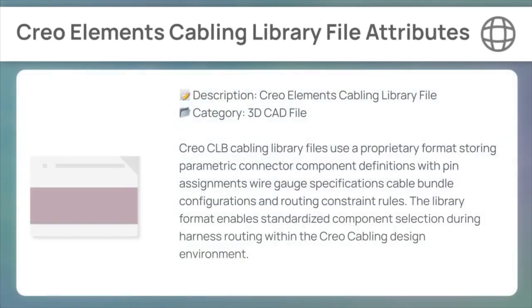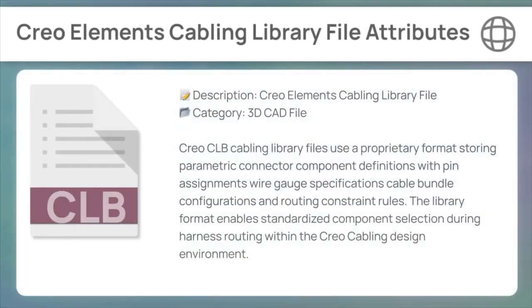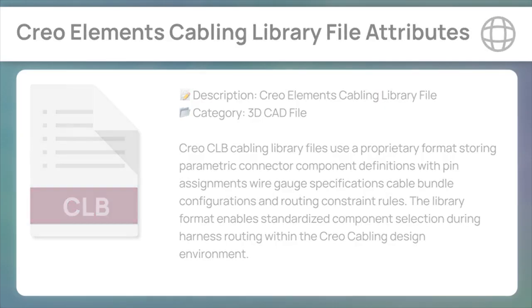Creo CLB cabling library files use a proprietary format, storing parametric connector component definitions with pin assignments, wire gauge specifications, cable bundle configurations, and routing constraint rules. The library format enables standardized component selection during harness routing within the Creo cabling design environment.